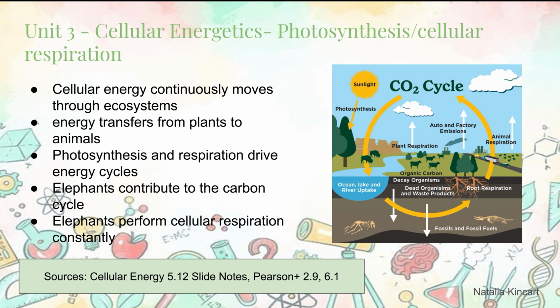In Unit 3, Cellular Energetics, Photosynthesis, and Cellular Respiration, we learned that energy consistently moves through ecosystems with processes such as photosynthesis and cellular respiration. Elephants are large contributors to the carbon cycle, and they also rely on cellular respiration for energy. They contribute to larger systems in the ecosystem, including the carbon cycle. We found this information on Cellular Energy 5.12 slide notes and Pearson Plus 2.9 and 6.1.